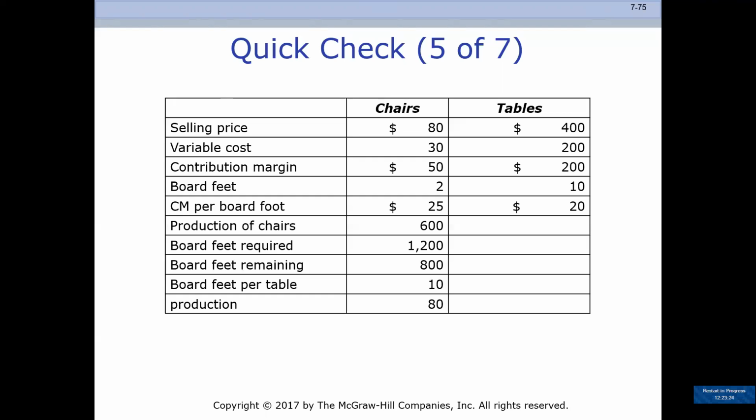You can get a total of 2,000 board feet. 1,200 for the chairs, you have 800 left. 800 would go for tables. How many tables? Each table is 10 board feet. 800 divided by 10 is 80. You can make 80 tables. 600 chairs, 80 tables.